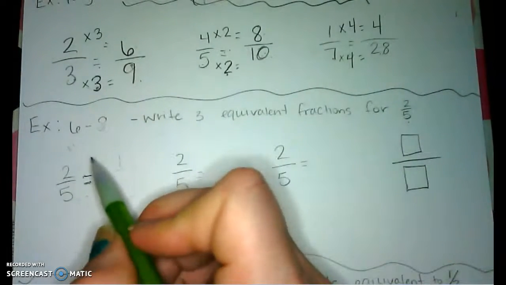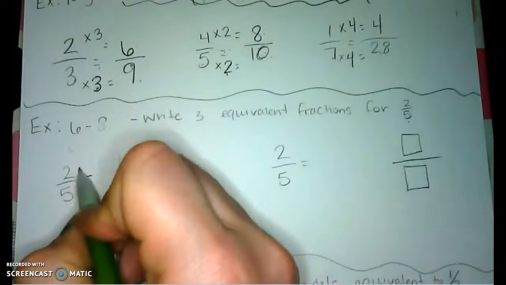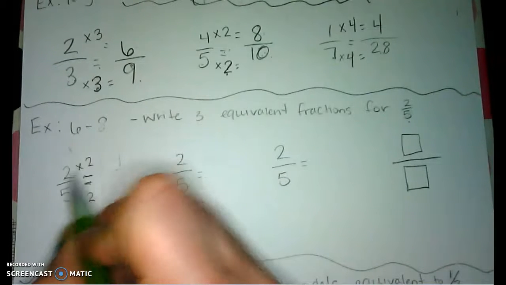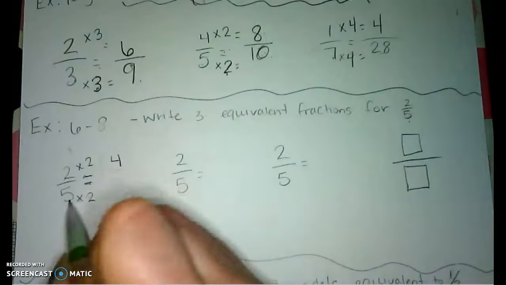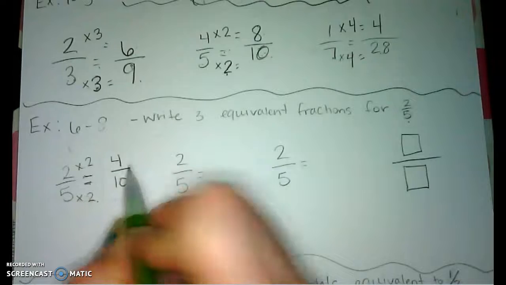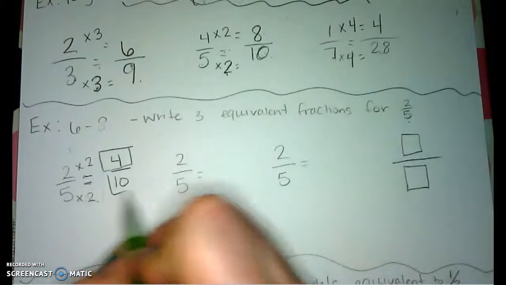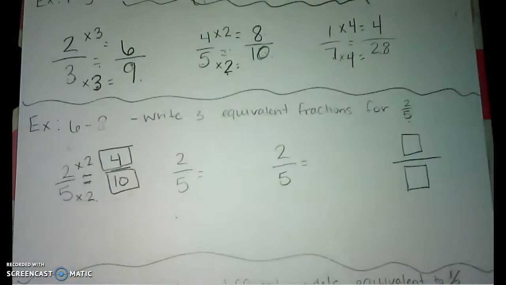So I'm going to start with the easiest, times everything by 2. Okay, 2 times 2 and 5 times 2. So 2 times 2 is 4, 5 times 2 is 10. So my equivalent fraction is 4/10. So in your little box, it'll look like this. That would be your first answer. Or I think on yours it's an equivalent to 4/8.